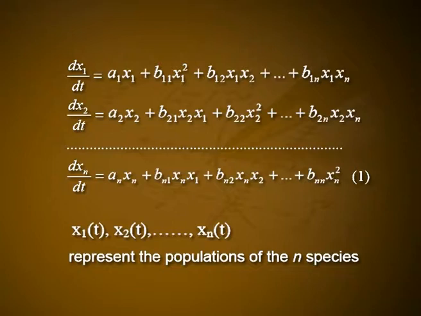Here x1(t), x2(t) etc. xn(t) represent the populations of the n species. Also ai is positive or negative according as the ith species grows or decays in the absence of other species, and bij is positive or negative according as the ith species benefits or is harmed by the presence of the jth species. In general, bii is negative since members of the ith species also compete among themselves for limited resources.